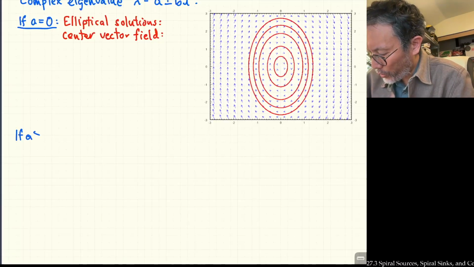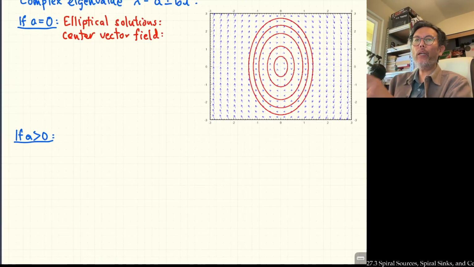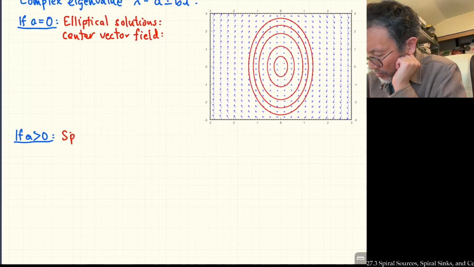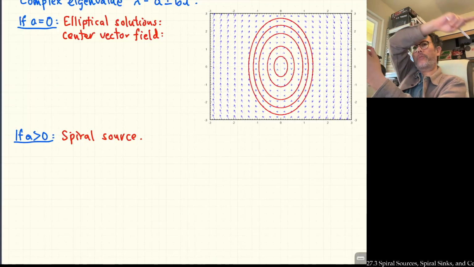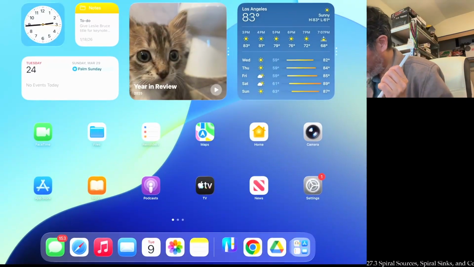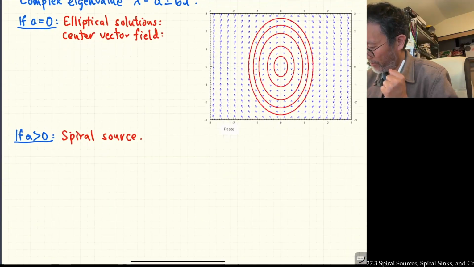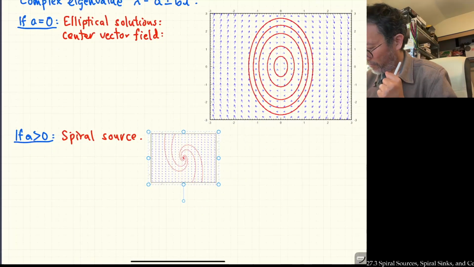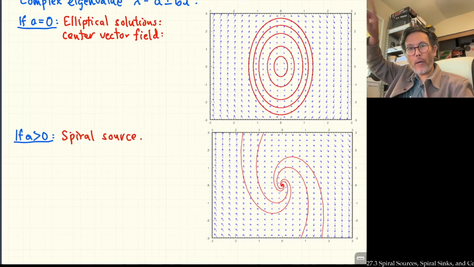How about if a is greater than 0? Then in this case, we get what are called spiral sources. This is where we're spiraling away from the equilibrium solution, 0. Yeah, spiraling away. That's a spiral source, okay? So let me show you an example of that. Here we go. That's a spiral source. We are spiraling away from 0.